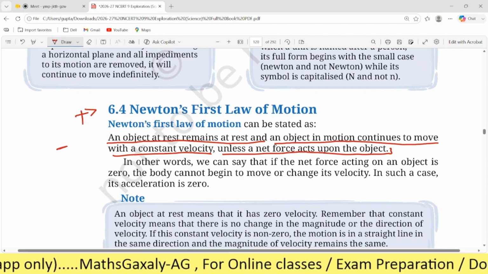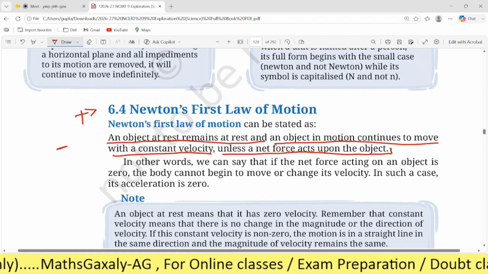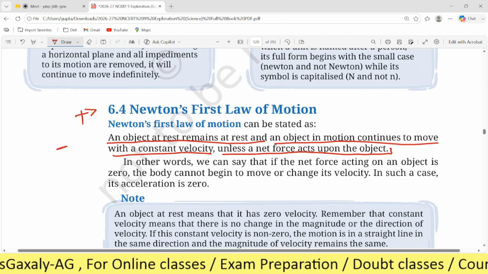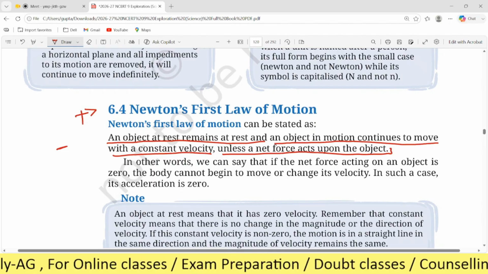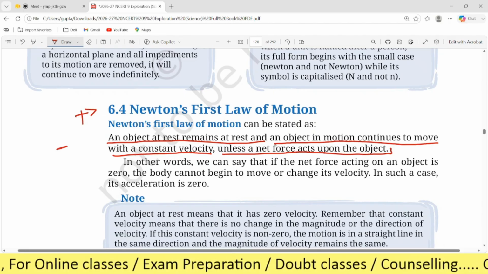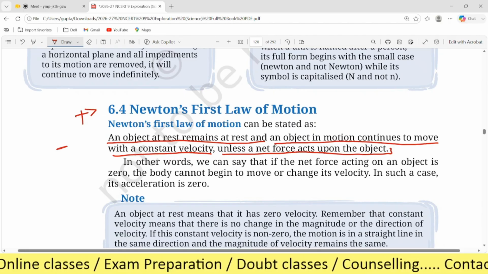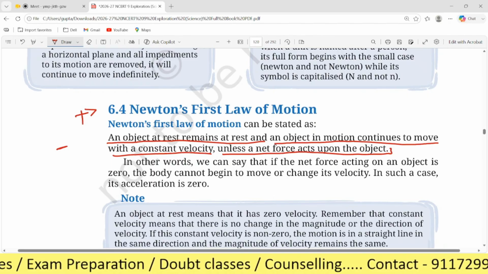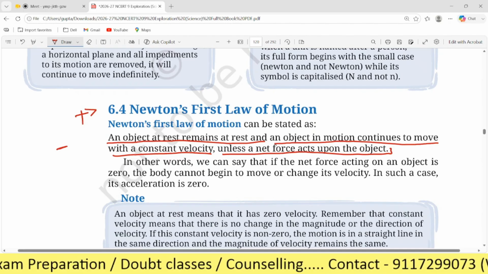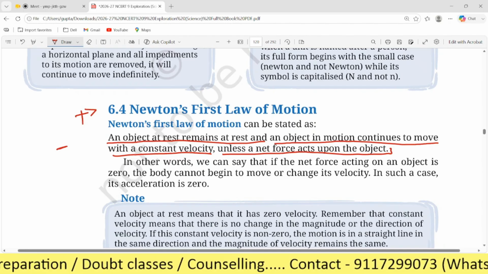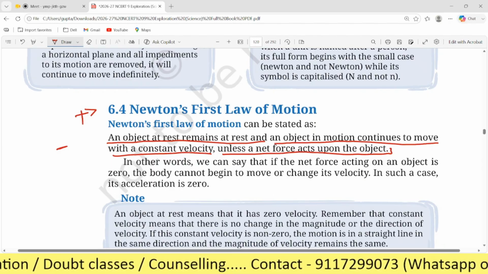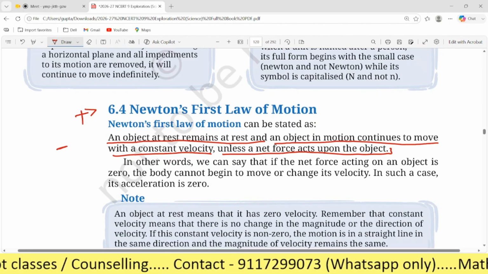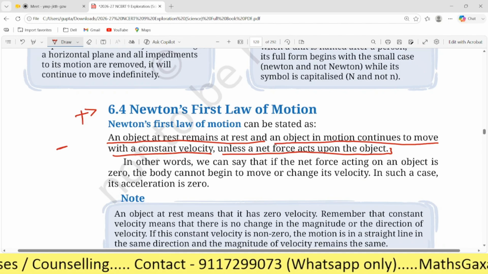But in the real world, you see that a rolling ball comes to a stop after some time because a force acts on it. What type of force acts on it? Can you please tell me? That is friction force. So the friction force is applied on the ball between the surface of the ball and the floor, in the opposite direction. So that's why after some time the ball comes to rest.